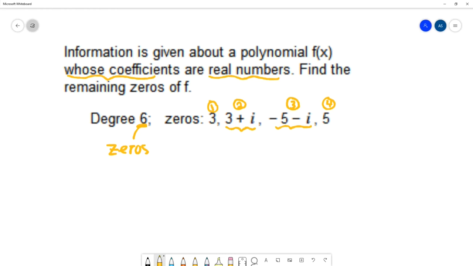And because of that, we can apply the conjugate pairs theorem. And the conjugate pairs theorem says that as long as we have real coefficients, then the zeros come in pairs. The complex zeros come in pairs. So this complex zero will indicate that the conjugate 3 minus i is also a zero of the polynomial, and negative 5 plus i, the conjugate of negative 5 minus i, is also a zero. So this gives us our number 5 zero and number 6 zero, and we've identified the remaining zeros of this polynomial function.